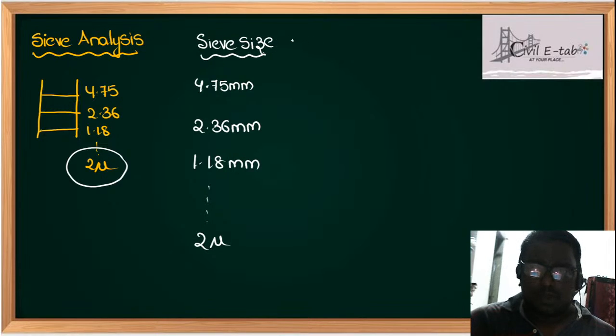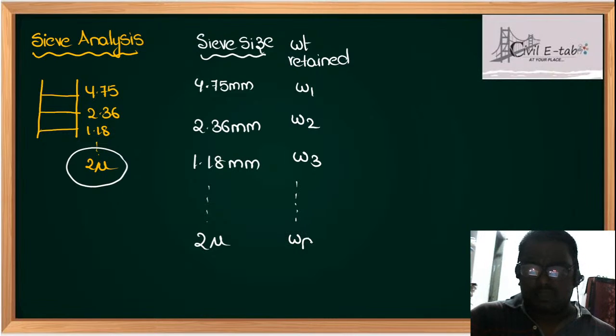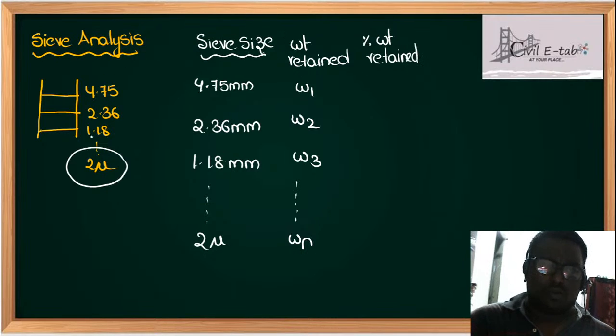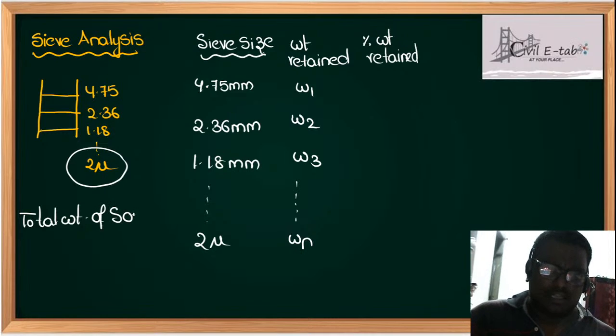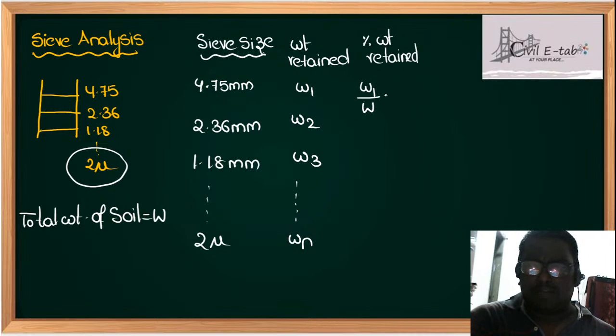After sieve size, you have to calculate weight retained. Weight retained on 4.75 mm, you have to take it as W1, W2, W3, so on up to Wn. Next you have to consider percentage weight retained. When I tell you about percentage weight retained, what is the total? Assume that the total weight of the soil before performing the sieve analysis, you assume it as W. So what will be the percentage weight retained? It will be W1 by capital W into 100.